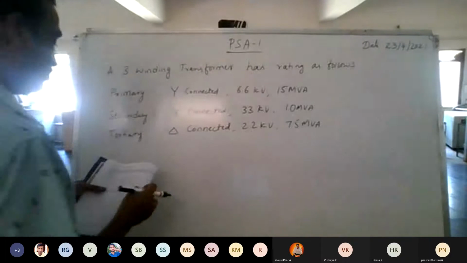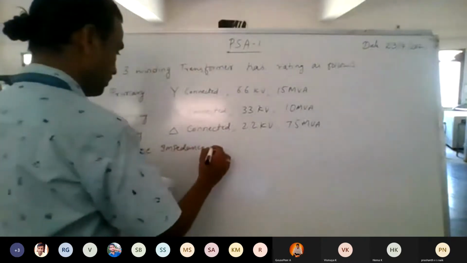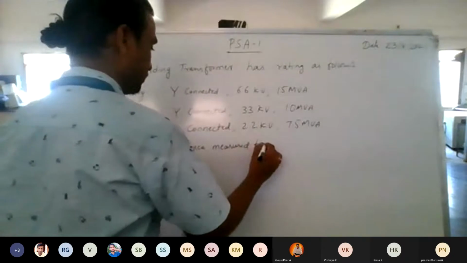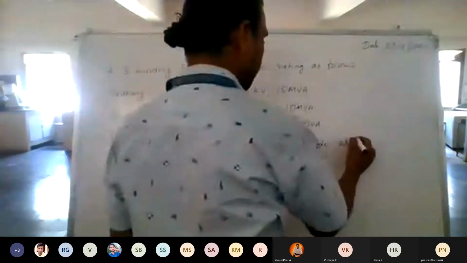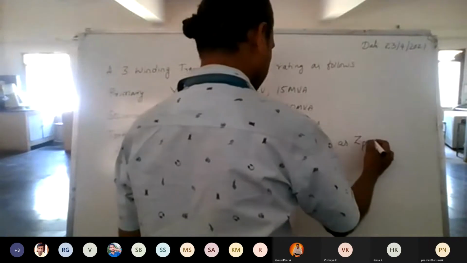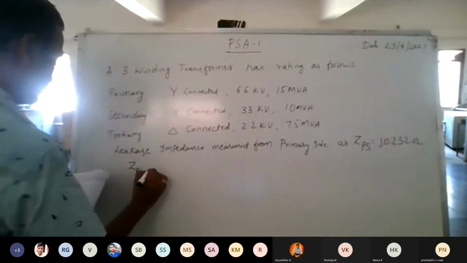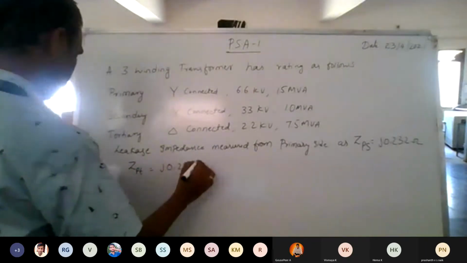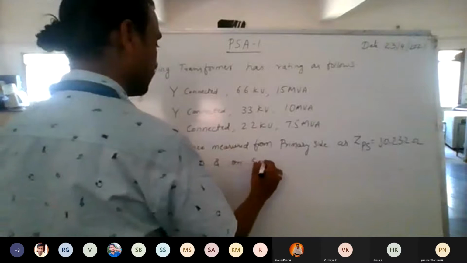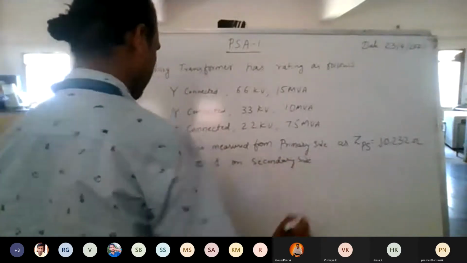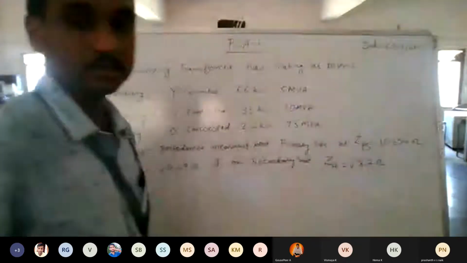And leakage impedance measured from primary side as ZPS is equal to j0.232 ohm and ZPT is equal to j0.29 ohm, and on the secondary side ZST is equal to j8.7 ohm.